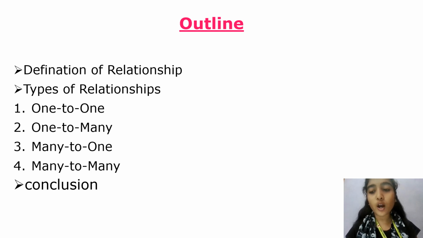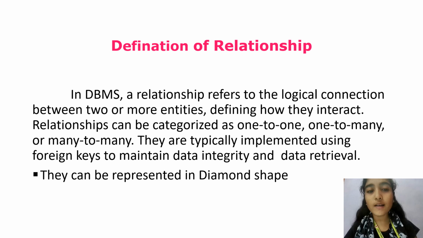The first slide is about the outline. The outline consists of subtopics which I am going to present in this PPT: the definition of relationship and the types of relationships, in which the first is one to one, then one to many, many to one, and many to many, and the last will be the conclusion. So, moving to the next slide.